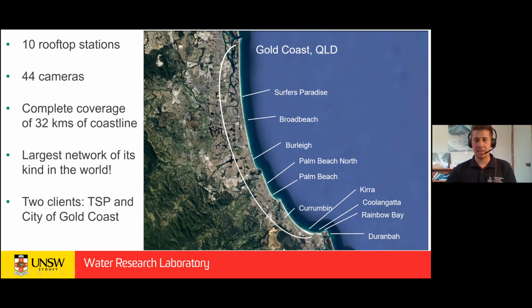What's interesting about this network is it's spread across 2 different clients. Down in the south, there's an organisation called the Tweed Sand Bypassing, which is a combination of the governments from Queensland and New South Wales, and they pump sand across the border here. I won't go into a lot of details about the Tweed Sand Bypassing system, but there's plenty of information out there about it.